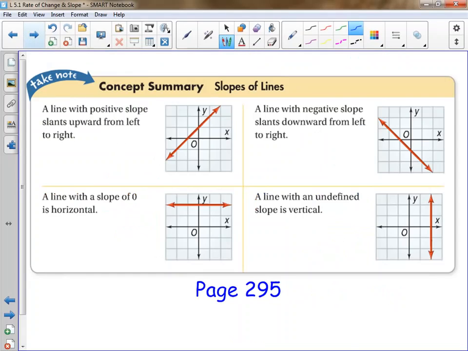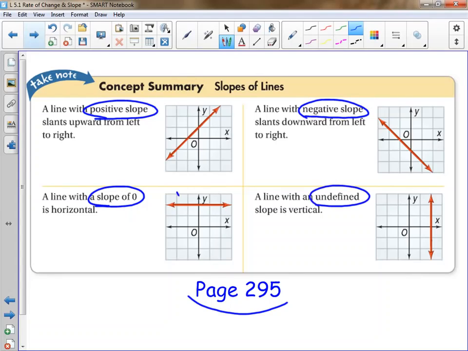So to summarize it all up, you can find this in your book on page 295. A line that moves from left to right and goes up has a positive slope, and a line that moves down as you move from left to right has a negative slope. Lines that are horizontal have a slope of 0, and lines that are vertical have an undefined slope. Just remember the skier and what he does on each slope.